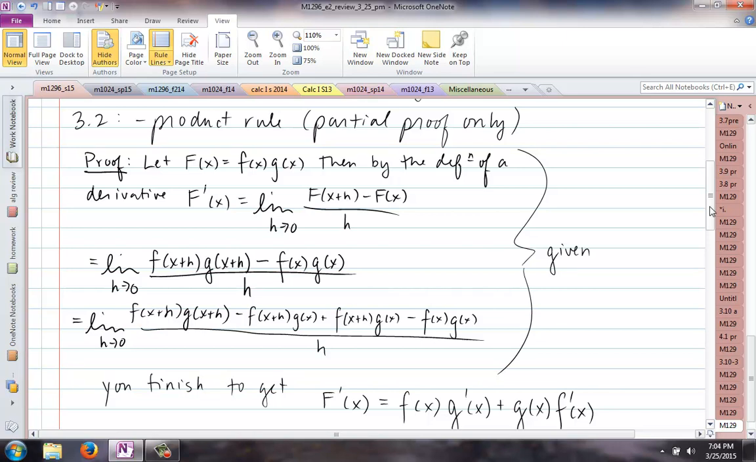I'd say, if big F of x equals little f of x times g of x, then by the definition of a derivative, F prime of x equals, by definition, the limit as h goes to 0, you know what that derivative is, and then that initial step where we plug in what big F is, and then the tricky algebra step. And then I stop, you finish.